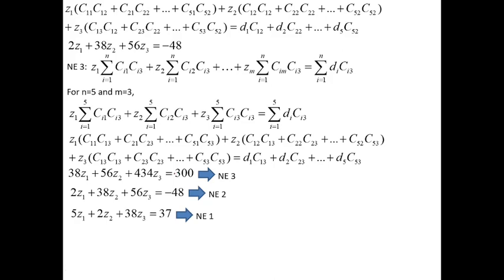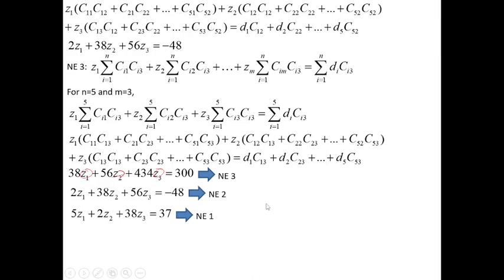So, our objective now is to determine z sub 1, z sub 2, and z sub 3. So, we have three equations, three unknowns. It will now be easy for us to determine the unknown parameters. Okay, using any method. Pwede ka mag-Cramer's rule if you like.